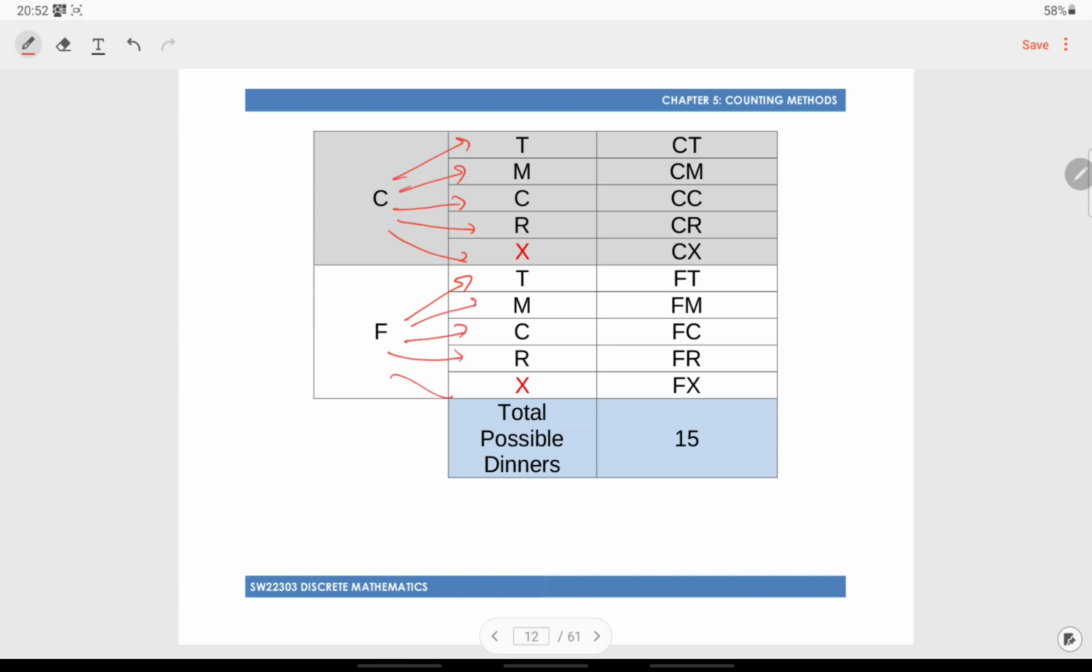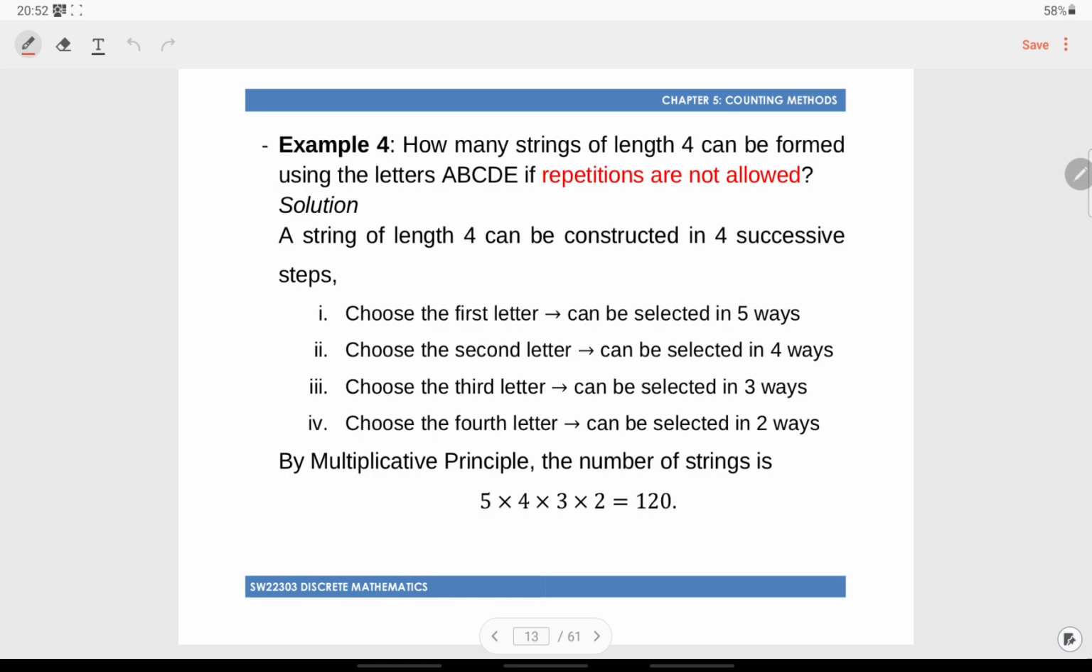Finally, we can add up all the selections. We have 5 here, 5 here, and 5 here. We can add 5 plus 5 plus 5, and it can also be done using the multiplication principle. We have 3 times 5, which is equal to 15 different possible dinners. Okay, now we move to example number 4.